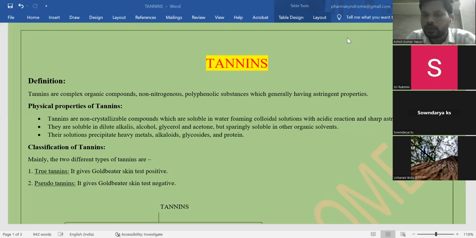And today's session is on pharmacognosy, starting with the tannins. So before entering into the details of these tannins, nothing but pharmacognosy of tannins.